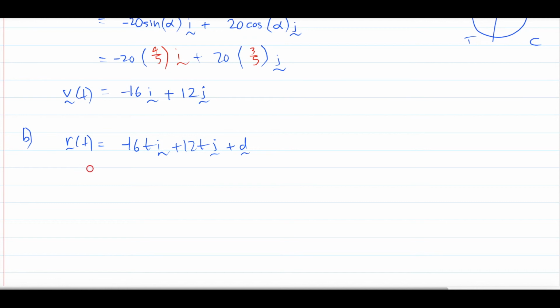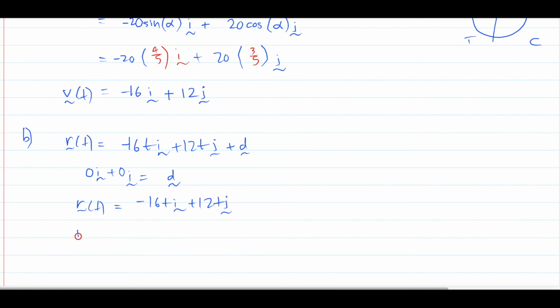So that means when t equals 0, you get 0i plus 0j. Because you have t equals 0, the terms just disappear, and you have vector d. So vector d is basically the zero vector, so might as well just not write it down. So vector r, your position vector, is negative 16ti plus 12tj, and there we go.